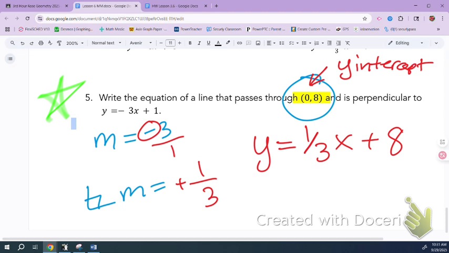So on your test, I'm going to give you the y-intercept. I'm going to ask for the parallel or perpendicular slope. Cool. Our homework, I'm going to pass out as 1 through 6.